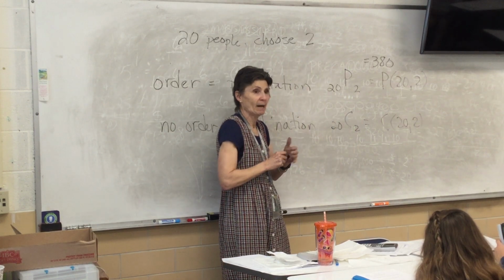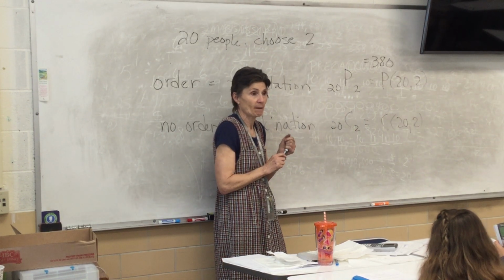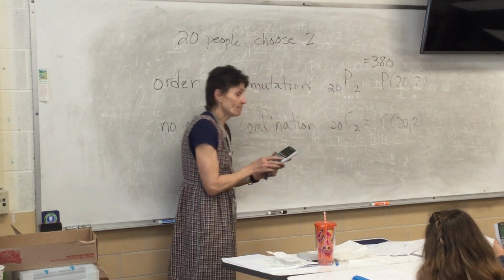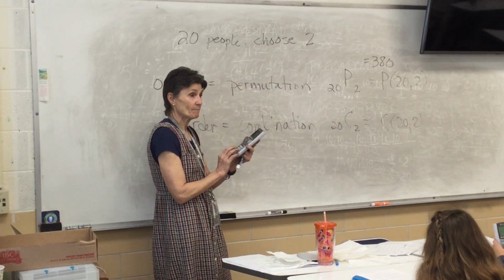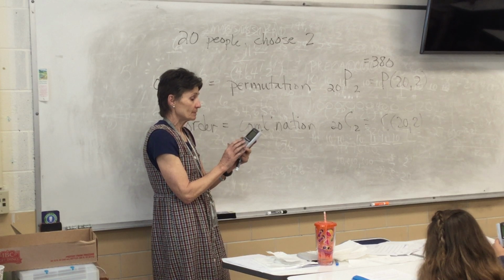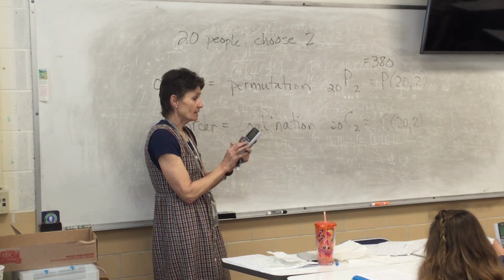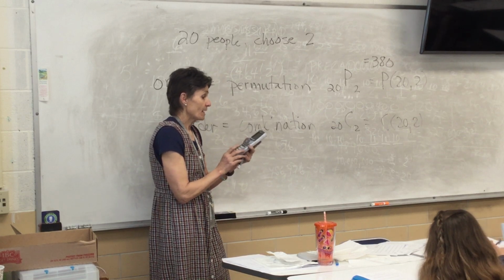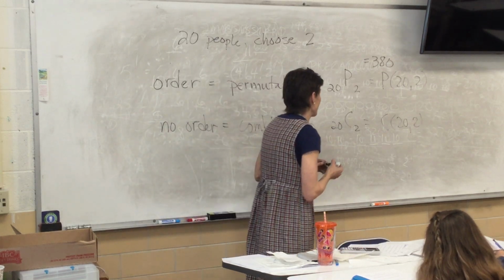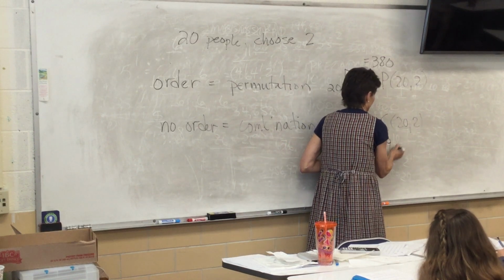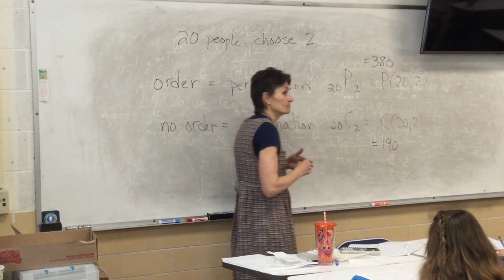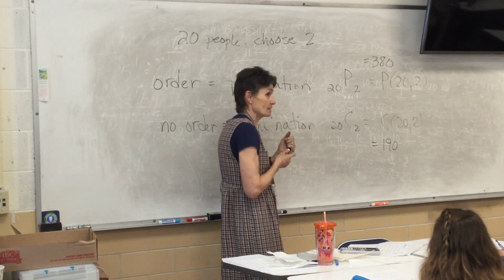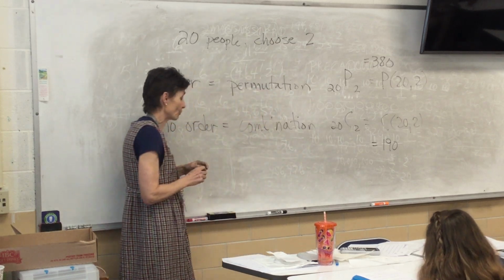Using my P button, what I call my permutation button. And then this one will be 20, math, prob, and nCr, 2, and it's 190. Is the C for combination, like the 20C2? Yes, that's problem B. No order matters.